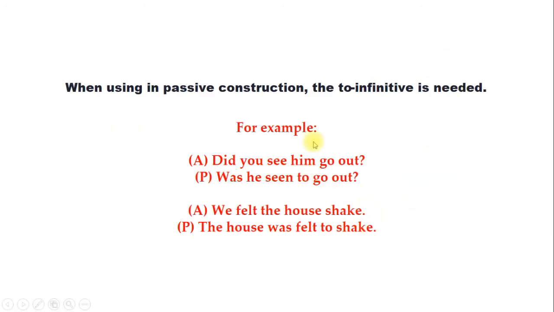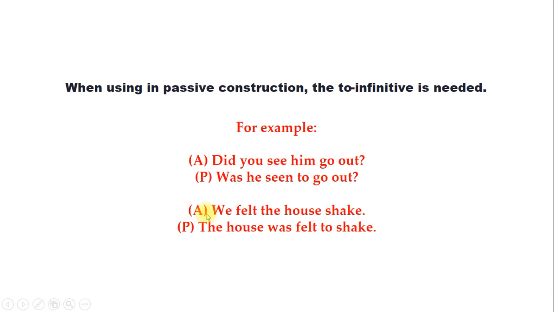When using it in passive construction, the to-infinitive is needed in this verb pattern. For example, in the sentence, did you see him go out? When we make it into passive construction, the construction will be like, was he seen to go out? Here, him becomes the subject in passive construction, and then we will need an auxiliary was and the past participle seen from the verb see, and then followed by to-infinitive here.